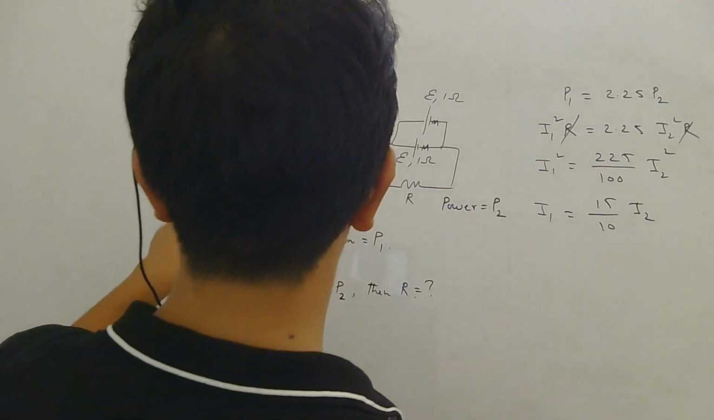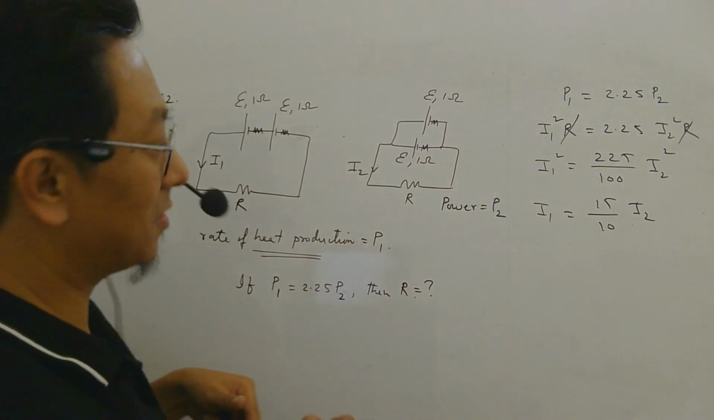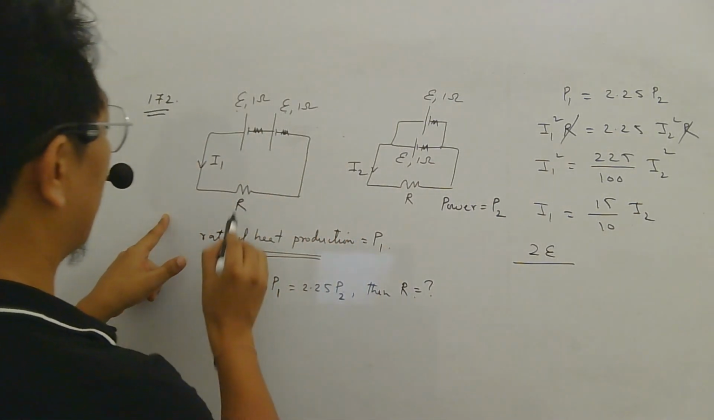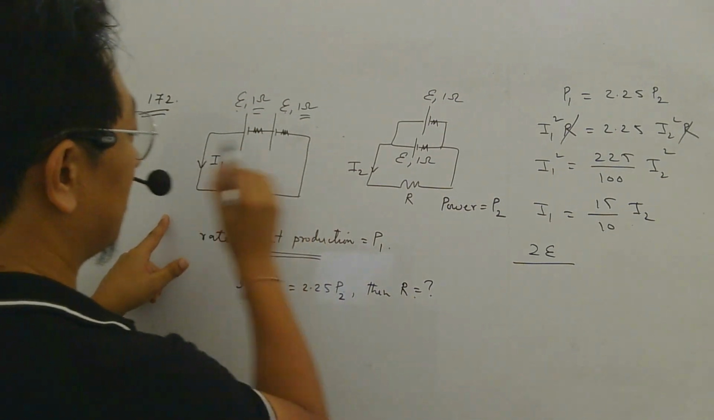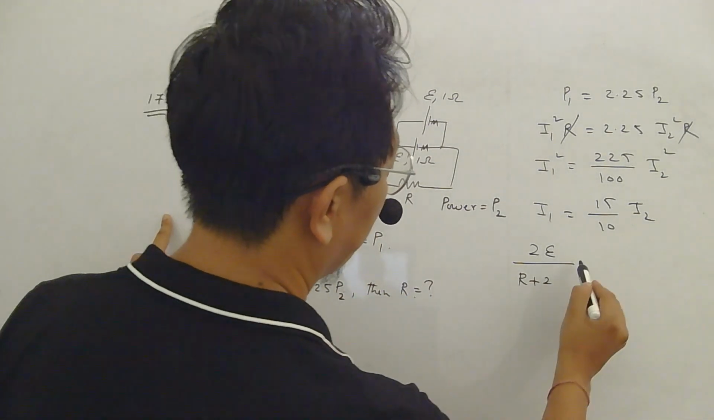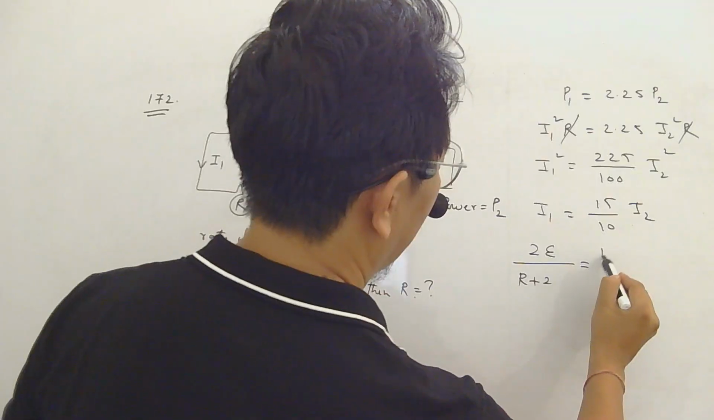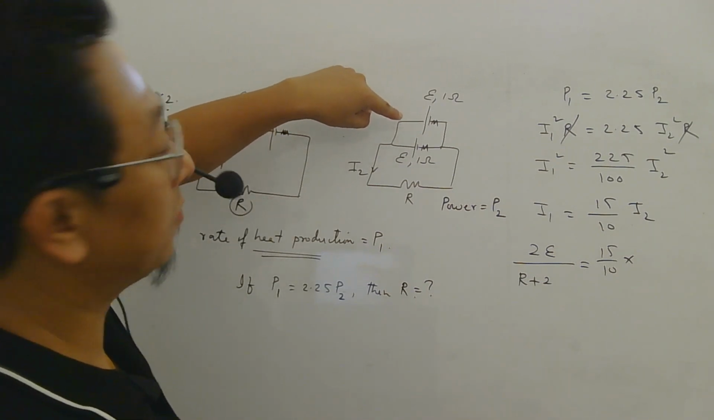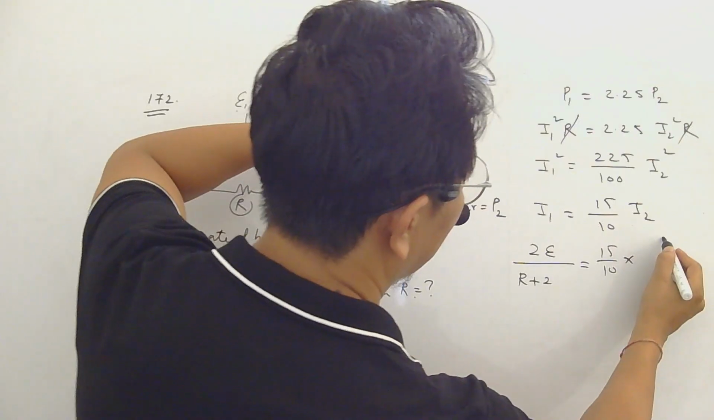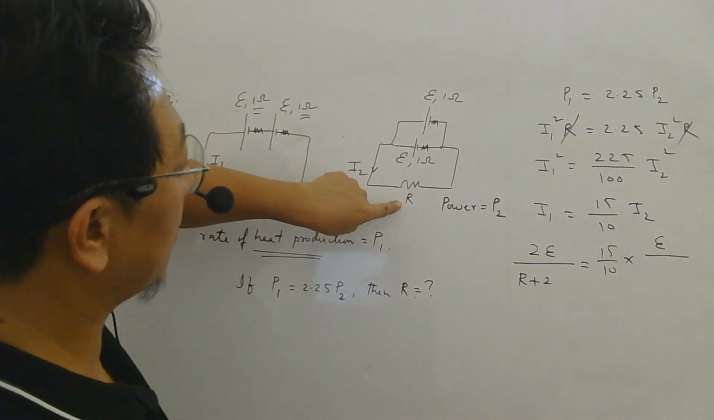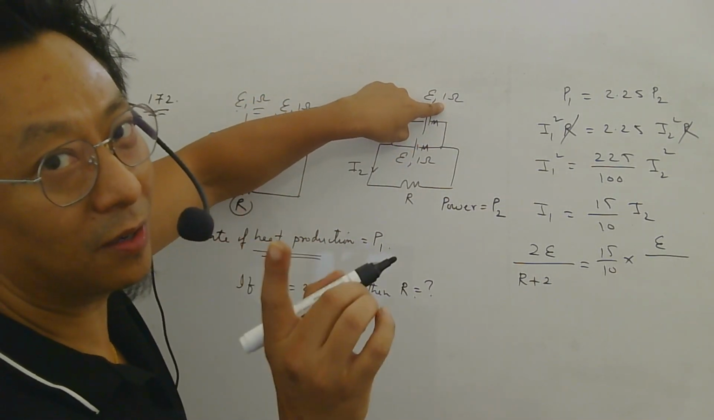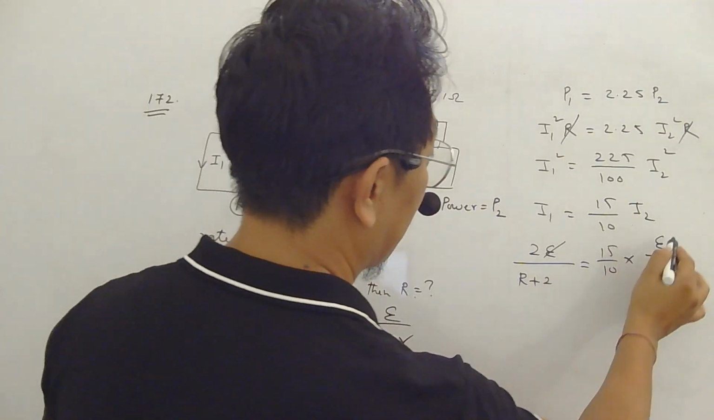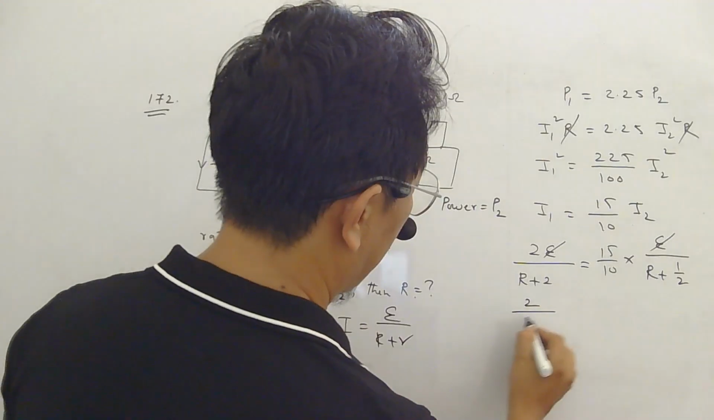Now I1 is what? Current in the first case. EMF by resistance. What is the EMF of E and E in series? 2E. Resistance will be what? R, 1 ohm and 1 ohm in series. So R plus 2 ohm. And this is 15 by 10. What is current in the second circuit? Remember, equivalent EMF of E and E in parallel is E itself. And total resistance will be R, and 1 ohm and 1 ohm in parallel will be 1 by 2. So R plus 1 by 2. Okay. E gets cancelled. So this will be 2 by R plus 2.